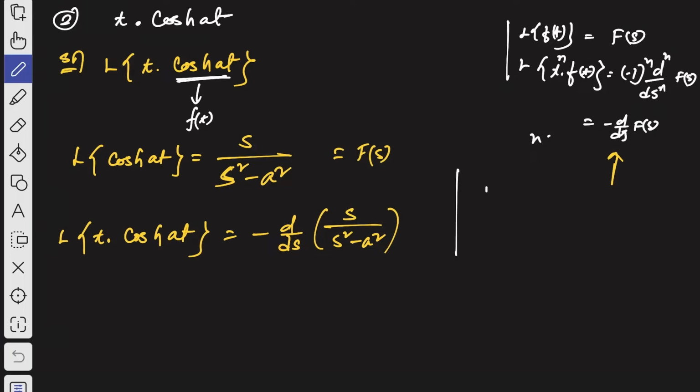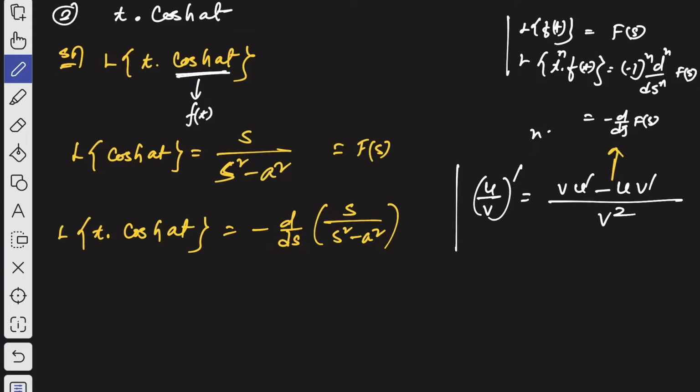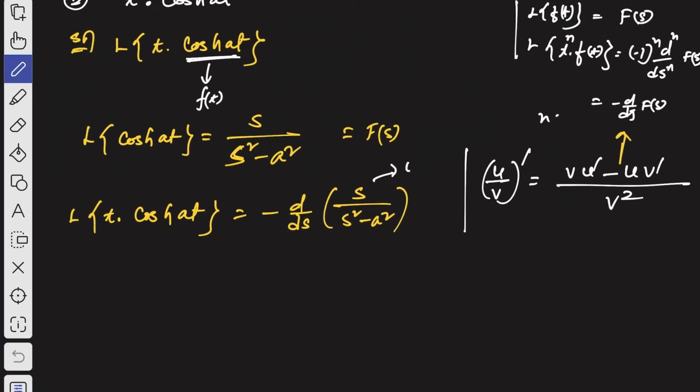So here you see we are going to apply this derivative of u by v. It's given by v derivative of u minus u derivative of v. That means denominator derivative of numerator minus numerator derivative of denominator by denominator square. So that's what we're going to apply here, right? So if you apply that, what will you get? Here this s should be considered as u and this denominator should be considered as v.